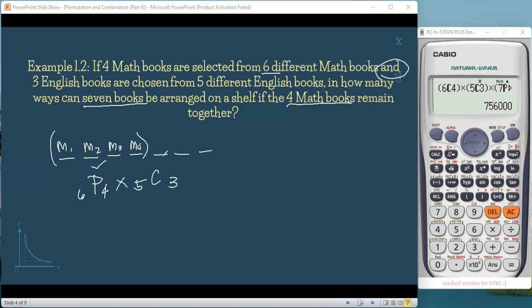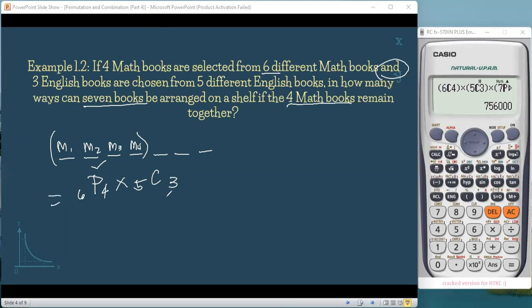Pwedeng ibig sabihin, meron ditong nauunang English, then susundan ng 4 na math, then 2 English. Pwede din naman po 3 math, then yung 4 na English nasa hulihan. Or pwede din naman 2 English dito, then 4 na math, then isa sa hulihan na English. So, ibig sabihin, wala sila sa isang linya, pwedeng magkabali-baliktad. So, that is combination kay English.